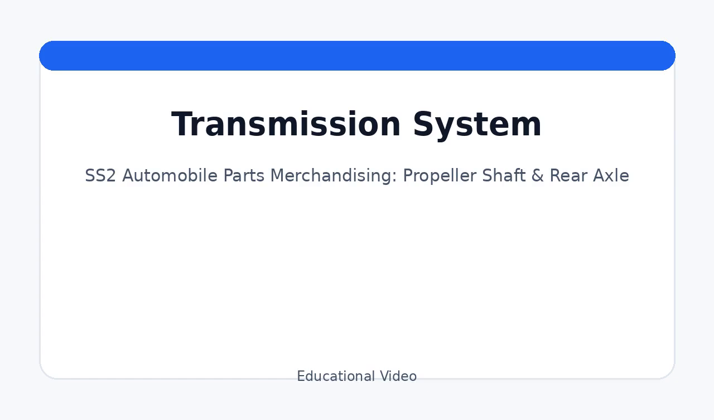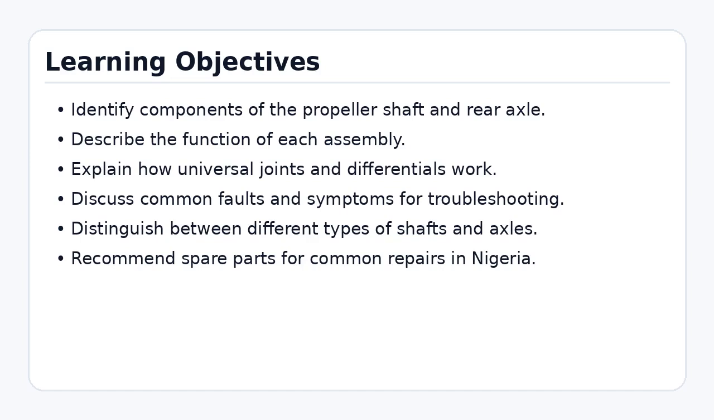Welcome! In this lesson, we will explore key parts of a vehicle's transmission system, the propeller shaft, and the rear axle assembly. Understanding these is essential for anyone in the automobile parts business in Nigeria. By the end of this lesson, you will be able to identify, describe, and troubleshoot these critical driveline components, helping you to advise customers and stock the right parts.